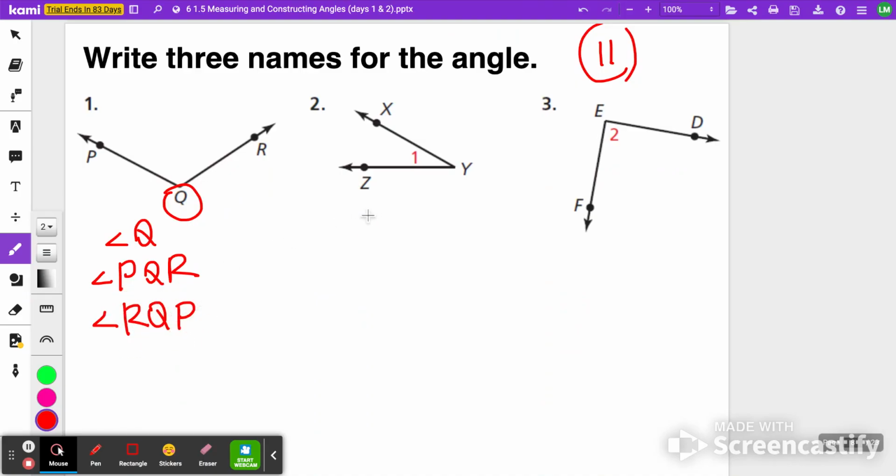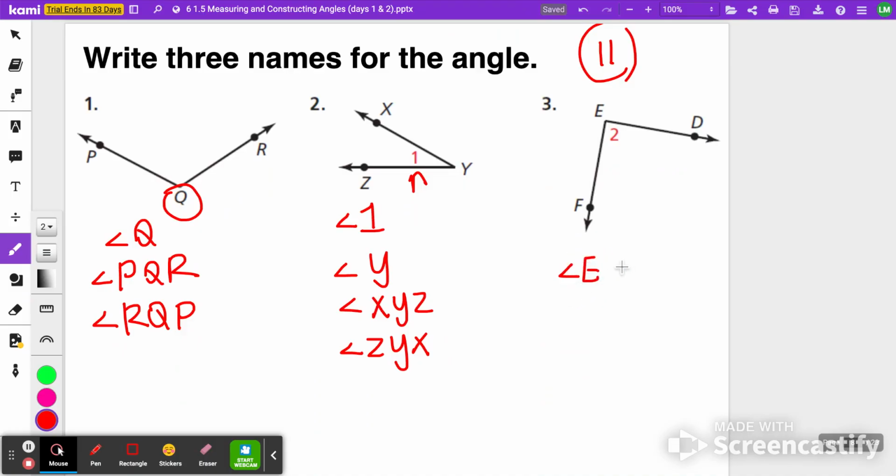For number 2, this is angle 1 because it's got that 1 right here. One way to describe it, you could say it's also angle Y, or you can even say this is angle XYZ or ZYX. Those are actually 3 different ways. So if you included 3 of those, great. The last one, we have angle E, also can be said as angle 2. We have angle DEF as an option, or we have angle FED as another option there.